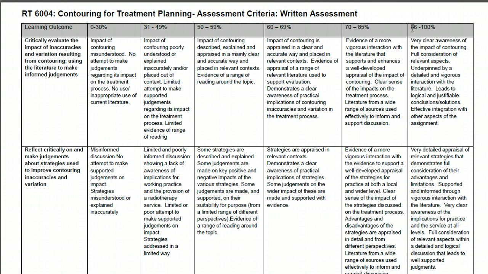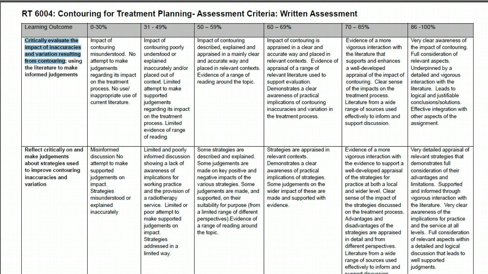If you're looking for between 80 and 100% in this section, it will be important that you have a very clear awareness of the impact of contouring. So it's not just enough to demonstrate it, I need you to show me an awareness of the impact of contouring, underpinned with details and vigorous interactions, again with the literature, that lead to logical and justifiable conclusions or solutions. Probably in this case it's more solutions really than conclusions, and effectively integrate other aspects of the assignment. So it's looking at all these other sections as well when you're critically evaluating the impact.